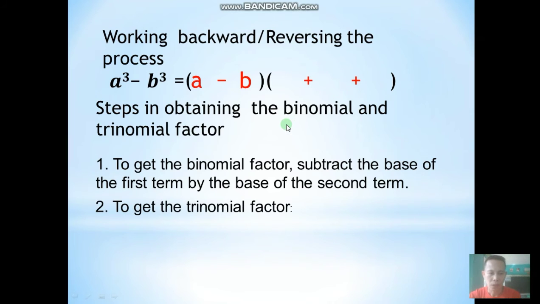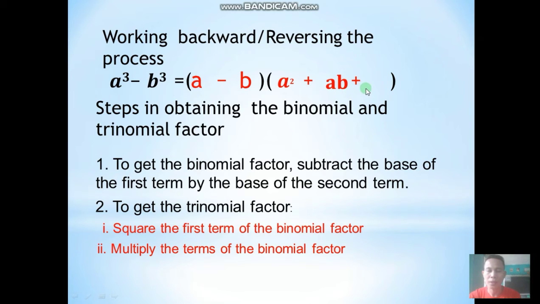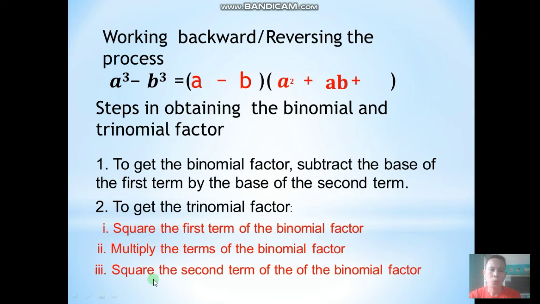And how do we obtain the trinomial factor? First, square the first term of the binomial factor. This is the binomial factor and this is the first term, so we square it, multiplying a by itself, and the result is a squared. This is now the first term of the trinomial. To obtain the second term of the trinomial factor, multiply the terms of the binomial factor, a times b, that is ab. To obtain the last term, we square the second term of the binomial factor: negative b multiplied by itself is positive b squared. This is now the complete factored form of this expression.